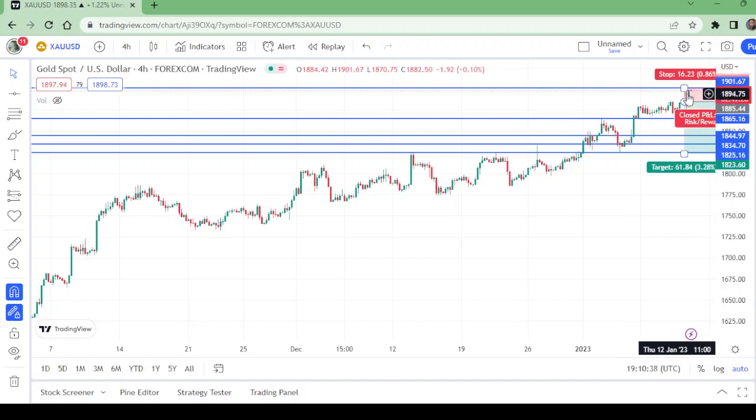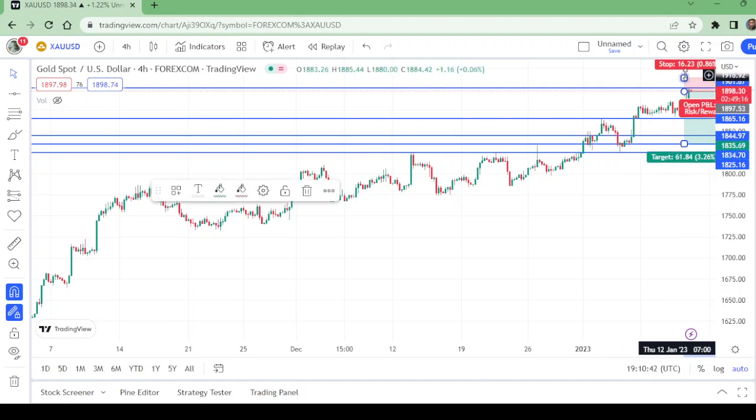So here is the entry and stop loss exactly above this wick, and there are these 3 take profit options.